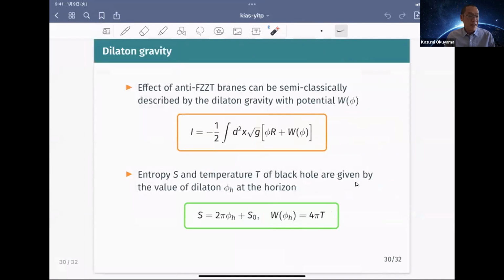Okay. I can also study the behavior of the entropy using the semi-classical dilaton gravity description. The effective anti-FZZT brane can be characterized by the deformed dilaton potential in the semi-classical description of the dilaton gravity. And using this function, W, entropy and the temperature of the black hole are given by the value of the dilaton at the horizon. The entropy is basically linear in the horizon value of the dilaton, and the temperature is given by this equation.